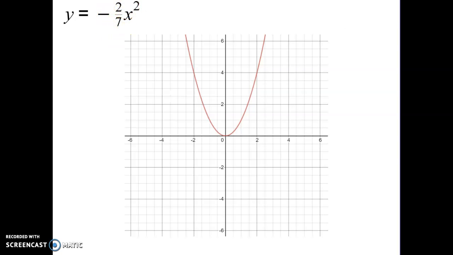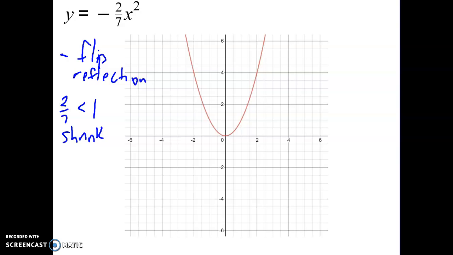Okay, well, my number that's multiplied right there could also be in between 0 and 1. Again, I need to think of this as 2 separate things. My negative is going to be a flip or a reflection. And the 2/7, well, 2/7 is less than 1, so that is going to be a vertical shrink. It's going to take my graph and smash it closer to the origin. So I'm going to flip it upside down. And also, if I smash it closer to the origin, it's going to become fatter. So that's what's going to happen with my parabola. Now, y'all did parabolas in Algebra 2, so hopefully that's just a reminder of what the parabolas are going to look like.